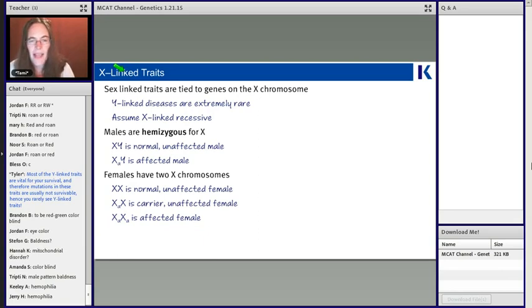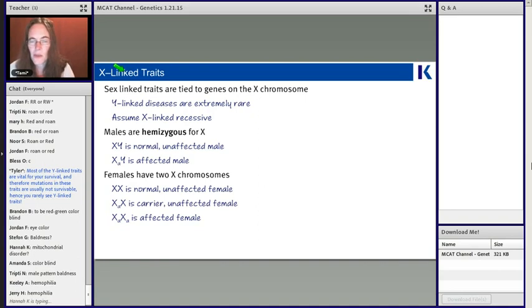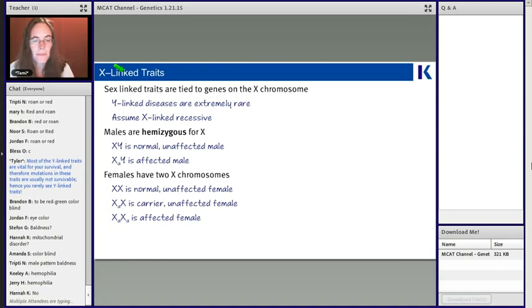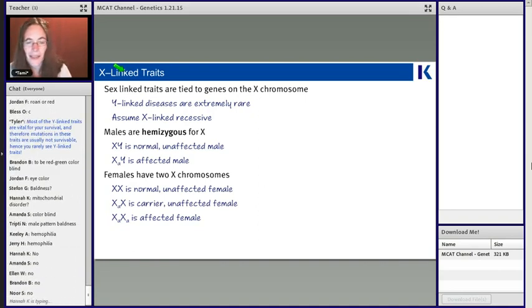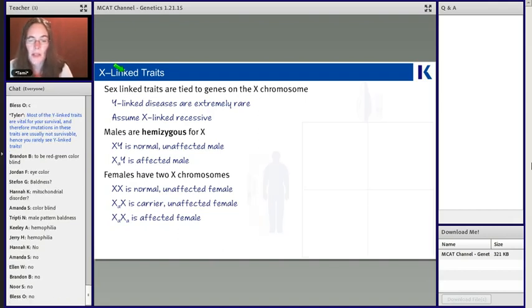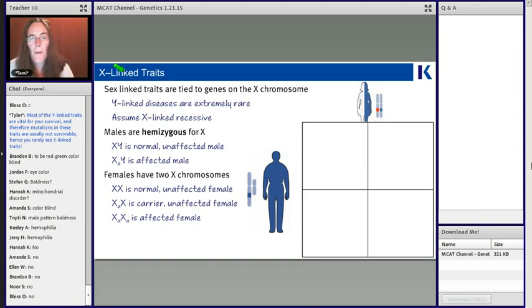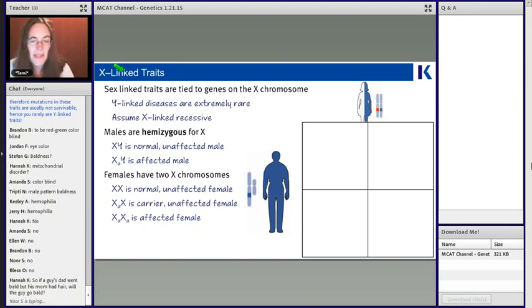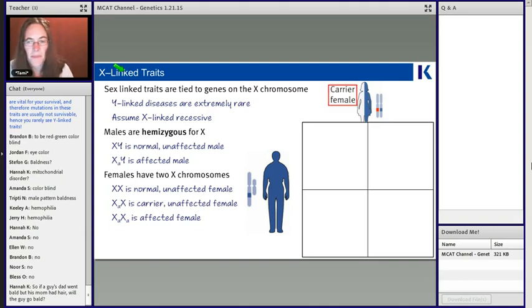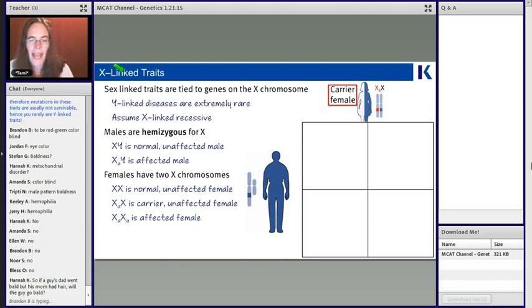Now, does that mean that females never get these three things? No, we can get them. It's just a lot more difficult for us to get them. So let's look at what happens. Here, let's call this color blindness. Mom is colorblind. Dad's not colorblind. So we have a carrier female because she's not colorblind, but she's got the allele. Dad does not have the allele.